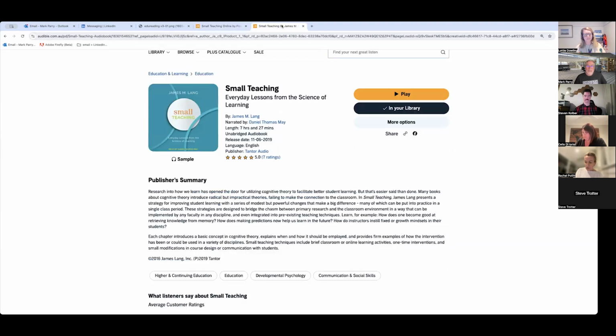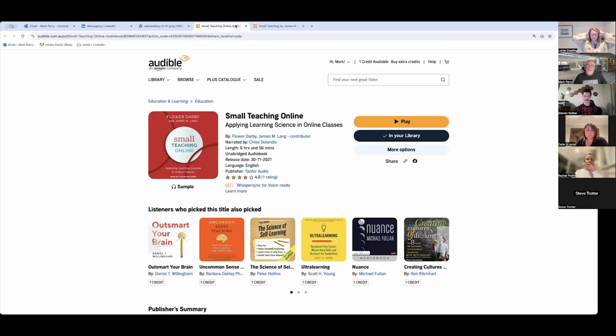And then there's the bloke's previous book. He didn't write a lot of it. He wrote the beginning and the end, just to remind us what the small teaching approach is. And the vast bulk of the book is about how that transfers online. So there you go. I'm going to stop sharing.